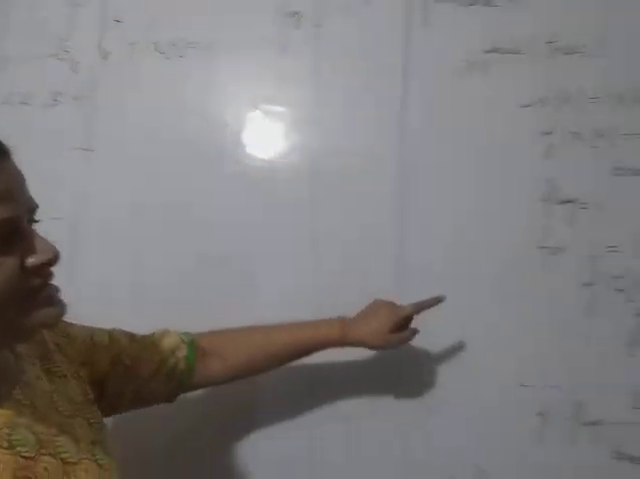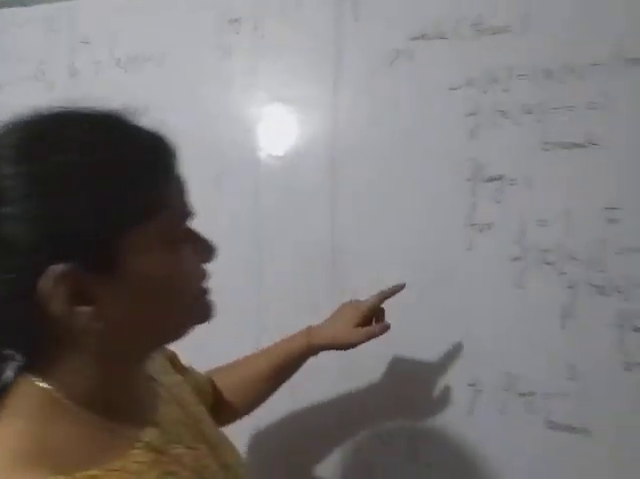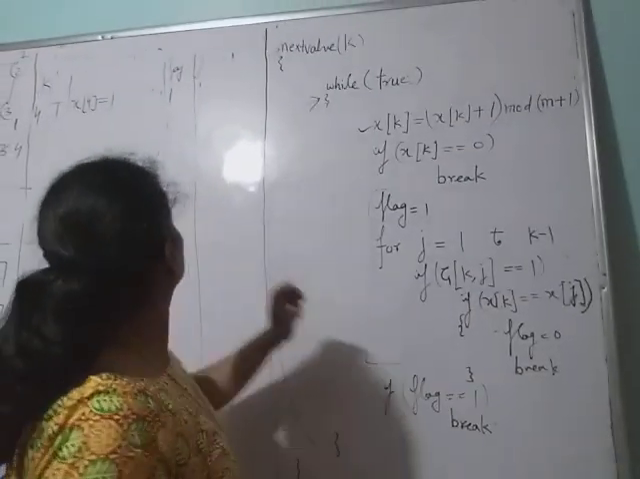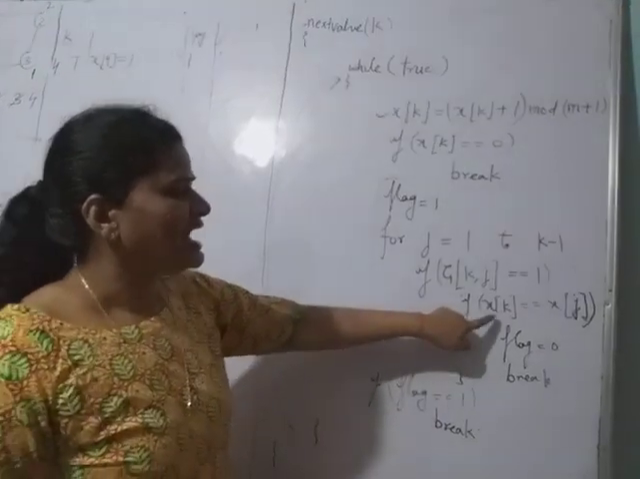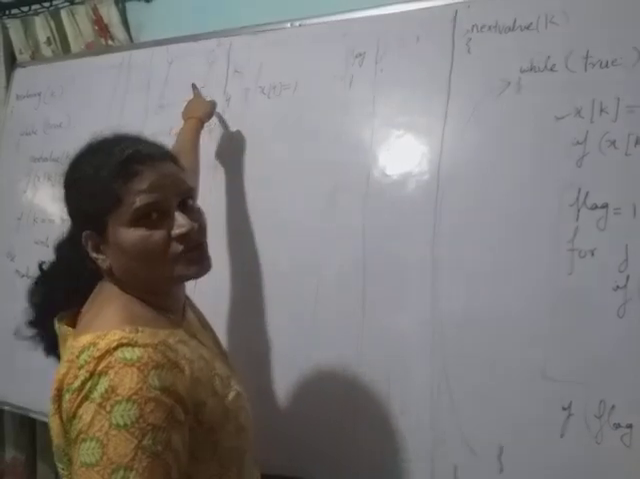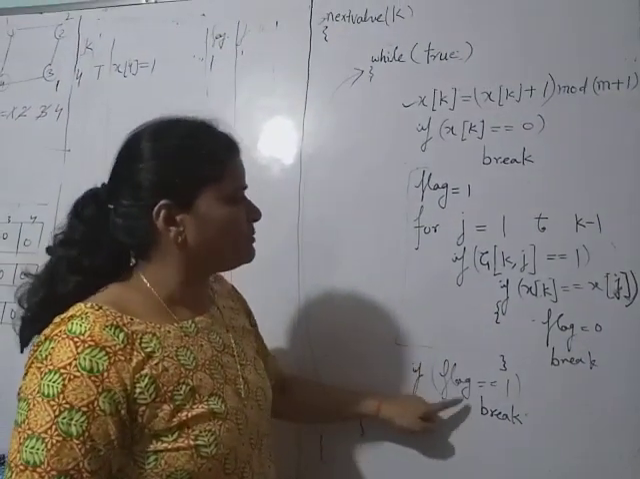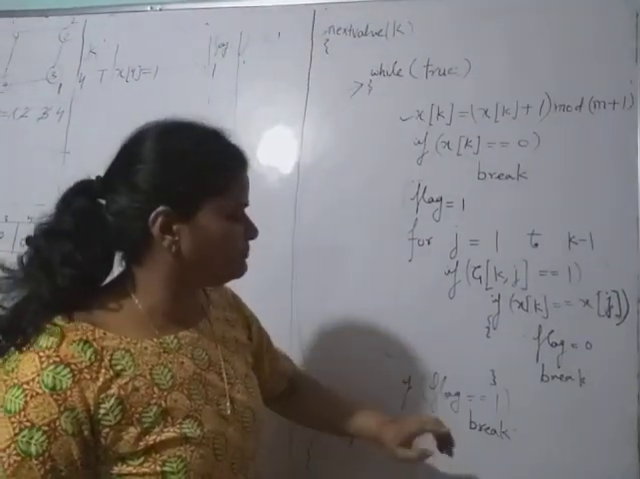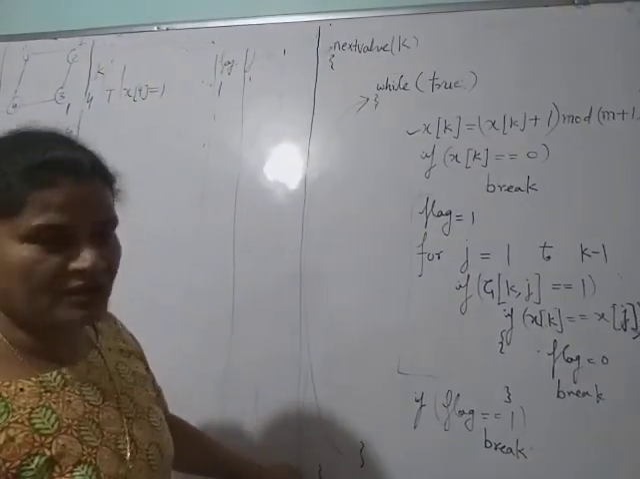Flag is 1. The j loop will run 1, 2, 3. So first g[k][j] means g[4][1]. 4, 1 is adjacent, and x[k] equal to x[j]? x4 is 1 and x1 is also 1. So this condition is true. Flag is 0. It will come out of this loop, but the break condition is not true, so it will not come out of the outer loop.